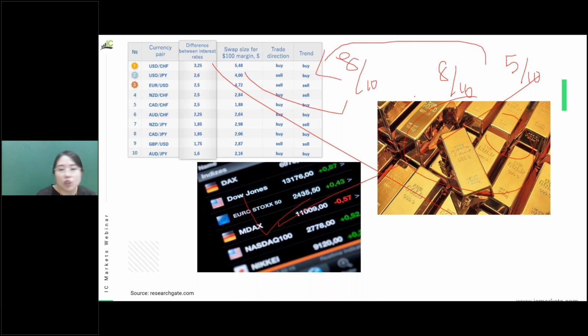So there is no best pair to trade. The best pair is the one that makes you profit. So these are all trick questions. Don't listen to anyone who tells you, oh, GBP USD is so good, I've made so much money from GBP USD. If that person has made a lot of money from GBP USD, that means that person's strategy is working for GBP USD, and you should ask the person, hey, what strategy are you using for GBP USD? Why are you making so much money from GBP USD?